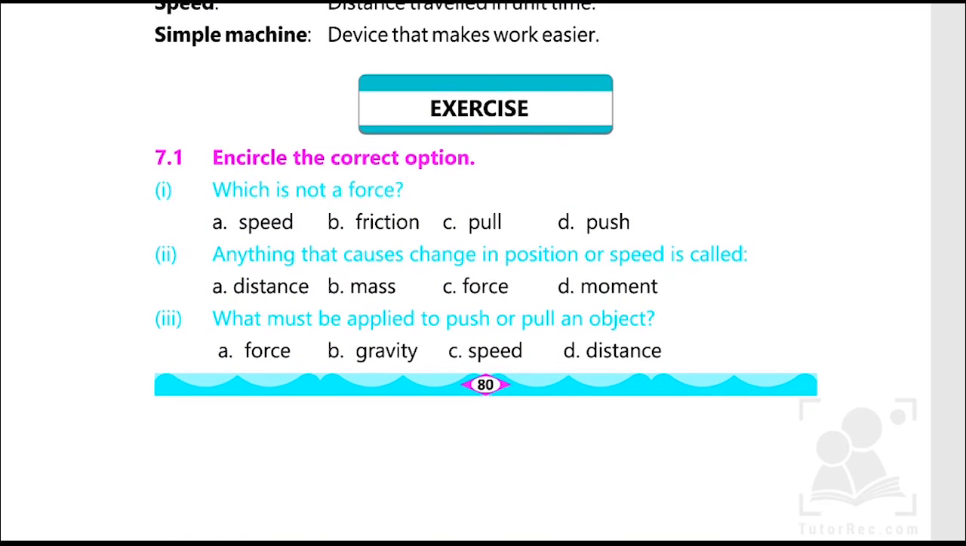Let's move to the simple exercise. We have to encircle the correct options here. These are very easy and we have just covered them. So you have to do it on your own for your own understanding. What you can do is read the chapter and find out their answers.